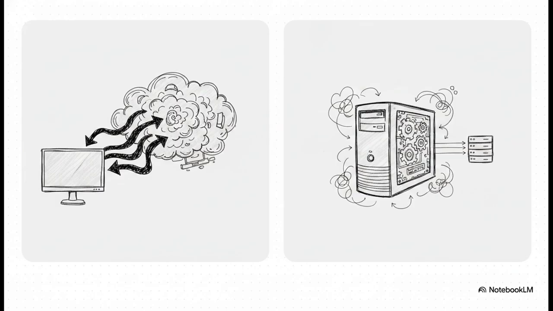Now contrast that with a fat client. A fat client does a ton of the processing locally, right on the user's machine. This is great because it saves network traffic, but it is a total nightmare to update. Imagine having to update the software on thousands of individual machines manually.